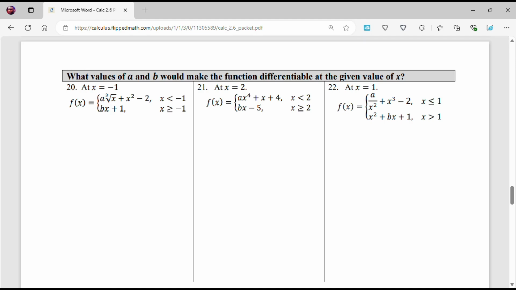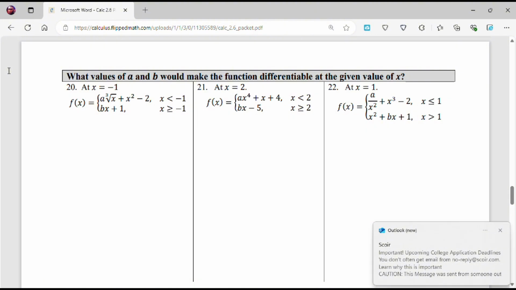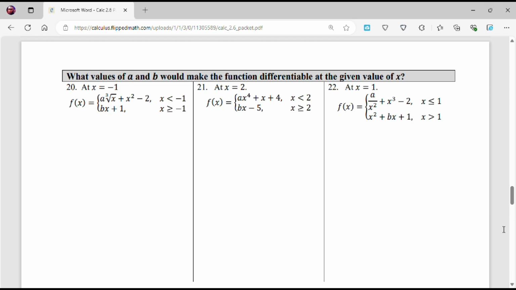Okay, number 20. At x equals -1, we have this piecewise function. And then the important thing to remember is that a and b are constants, right? We're not treating those as variables. We're treating those as constants. That is when we do our derivatives, okay?